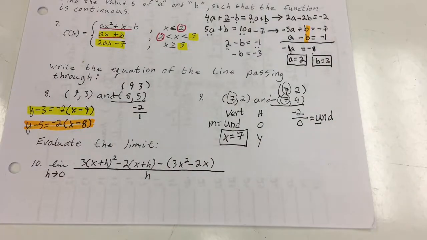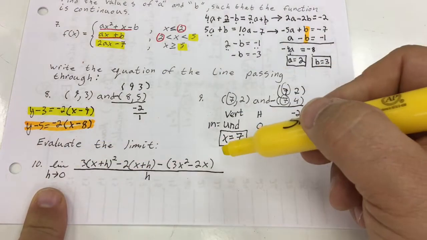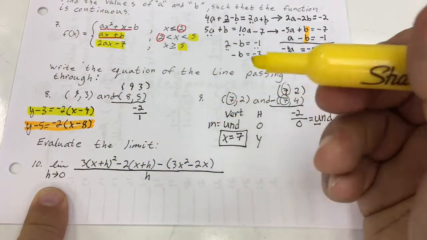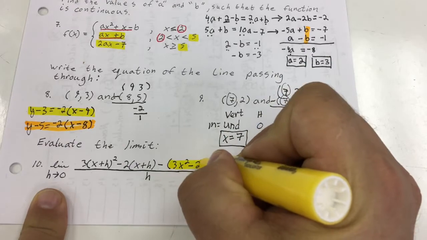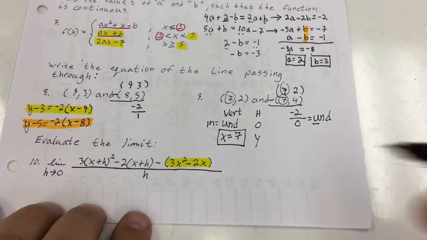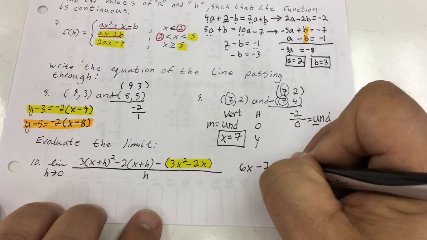Evaluate the limit. Now this is the limit definition of the difference quotient. And when you do the limit definition of the difference quotient, that's the limit definition of the derivative. So basically, all I need to do is find the derivative of what's in that back quantity. And the derivative of that is going to give me 6x minus 2. And that's all I need.